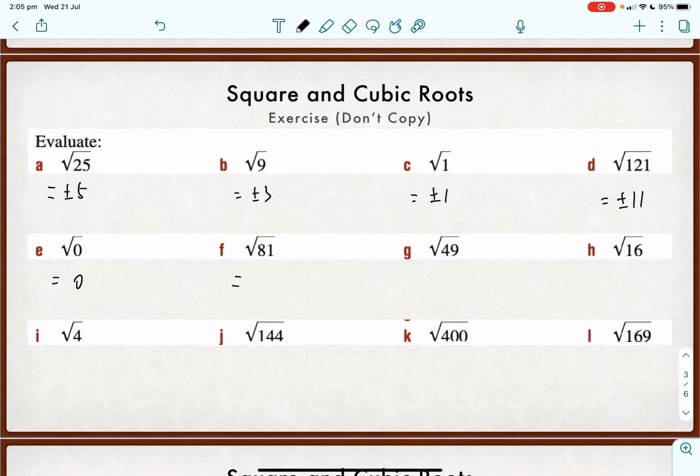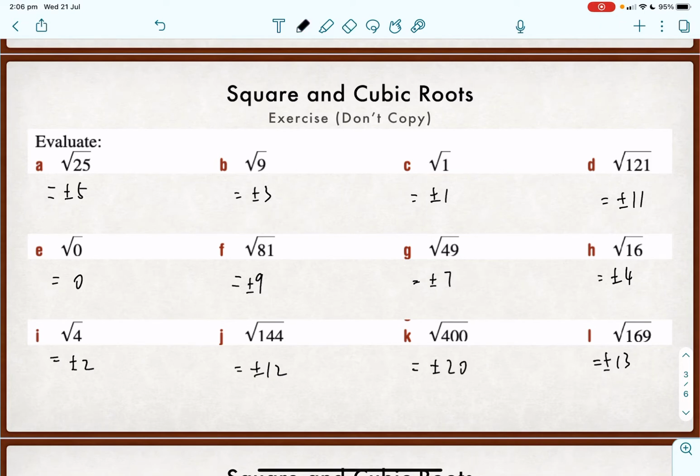9 times 9 is 81, so plus and minus 9. 7 times 7 is 49. 4 times 4 is 16. 2 times 2 is 4. Oh, that is plus and minus 12. And then 20 times 20 is 400. And then last one, 13 times 13. Okay, hope you get them all correct. Yeah, if you get them all correct, you should be okay with root.